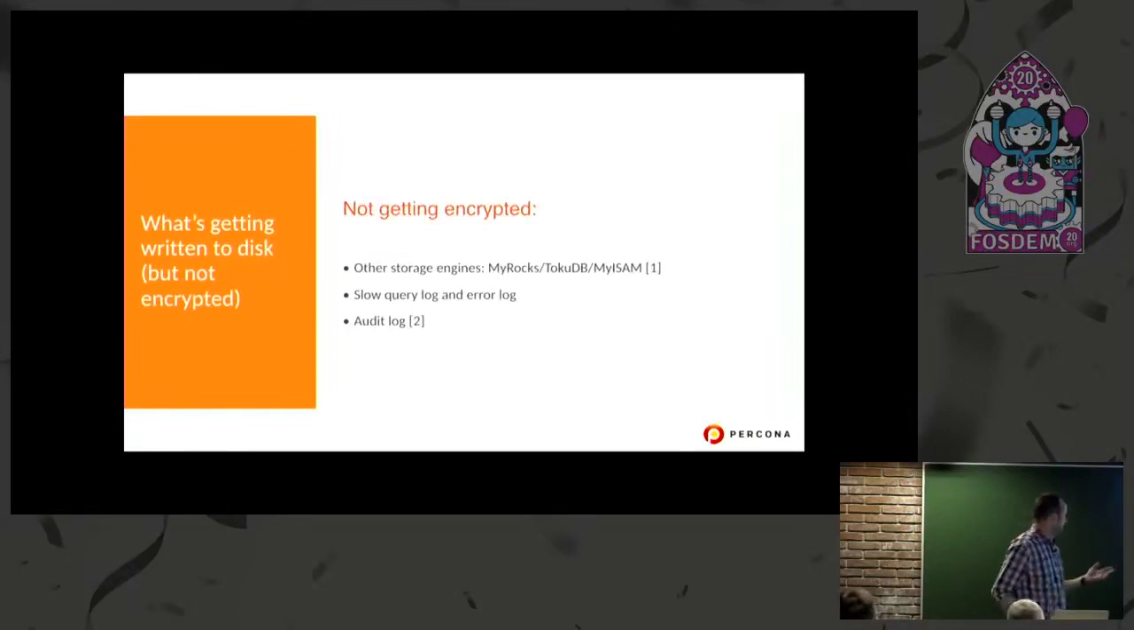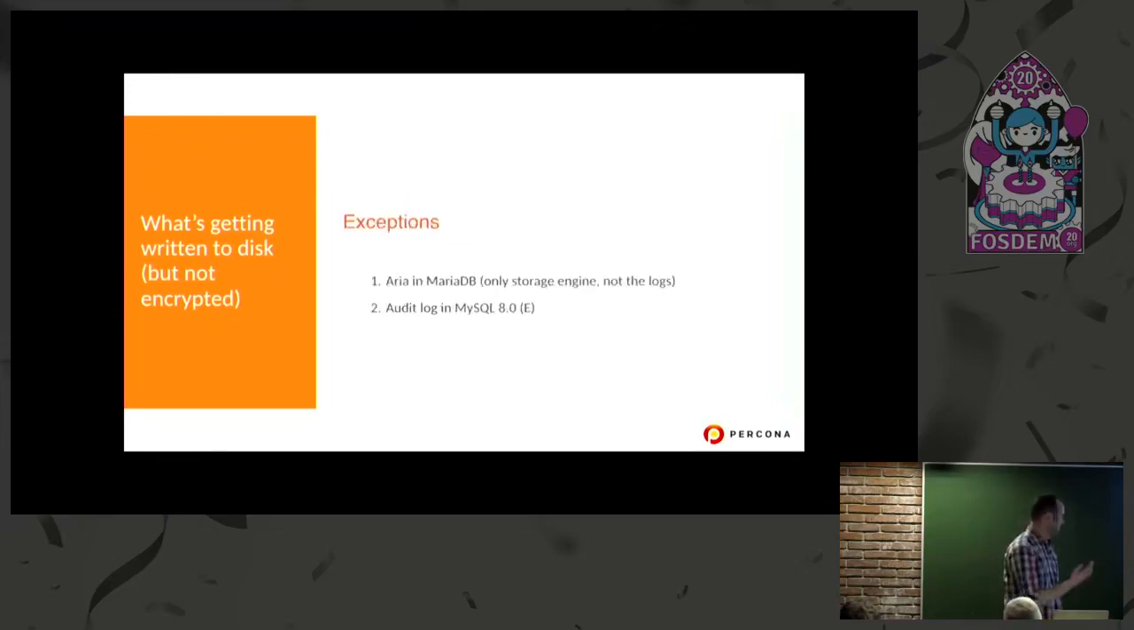So what's getting written to disk but is not encrypted? Currently, data at rest encryption only covers InnoDB. Other storage engines are not supported, like MyRocks, TokuDB, MyISAM. Slow log, general log, and error log are also not being encrypted. Audit log is not encrypted, but as always, we have exceptions. The Aria storage engine is in MariaDB. If you're using MariaDB, it can be encrypted, but only the storage engine, not the Aria logs.